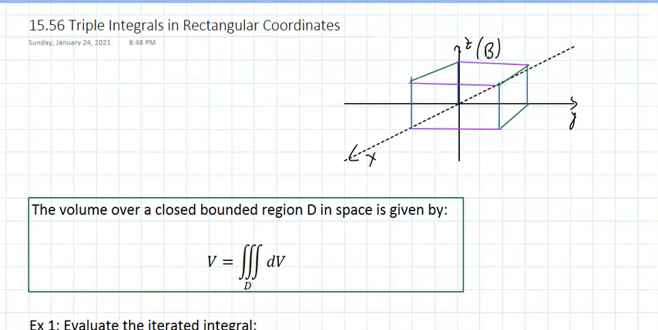Okay, 15.5 or 15.6, depending on the school you're attending. Cal Poly, this is 15.5. Pasadena, this is 15.6. Triple integrals in rectangular coordinates.